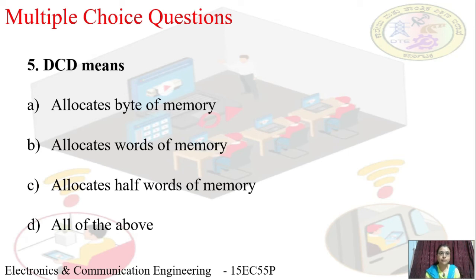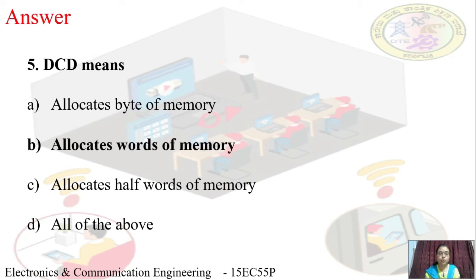So DCD means which will allocate which type of memory, that is allocates a byte of memory, words of a memory, or half words? So here DCD means double. Double means words of a memory. Byte is nothing but only 8-bit memory locations. Half word is 16-bit. So hence the answer is B, allocates words of a memory.